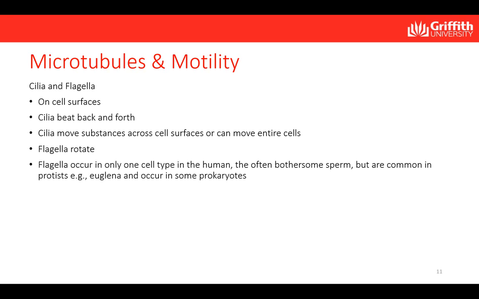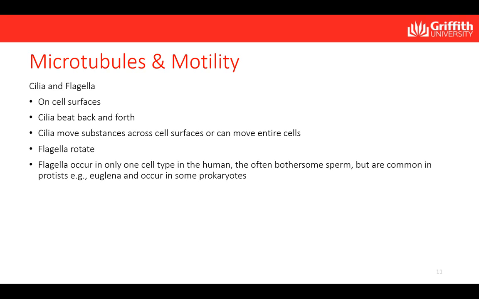Cilia are whip-like motile extensions that can be found on a large number of exposed cell surfaces. The cilia beat back and forth, which is known as ciliary action, and helps move substances in one direction across the cell surface, or move the entire cell itself, which is commonly seen in some prokaryotes.